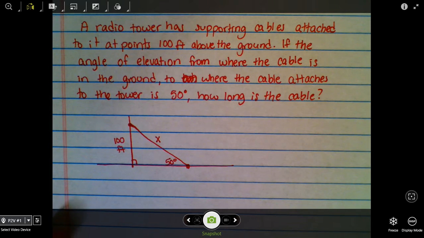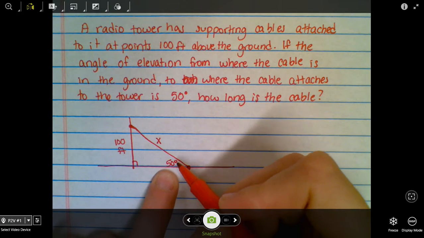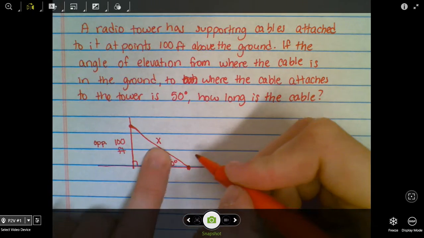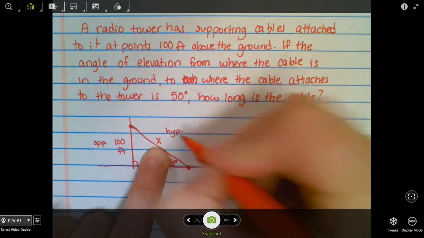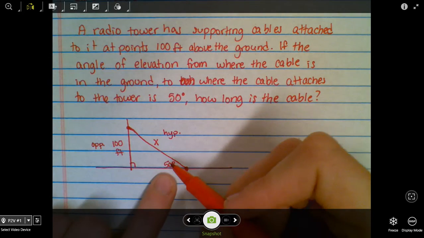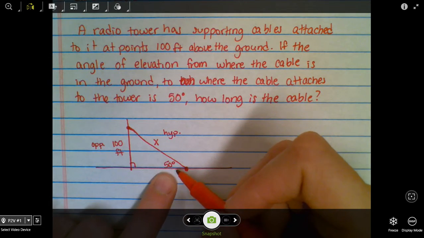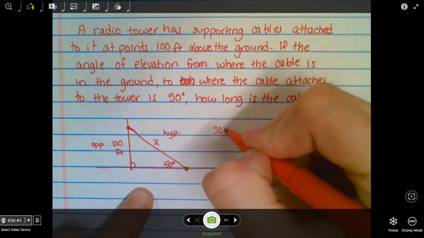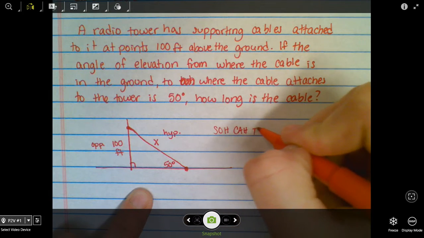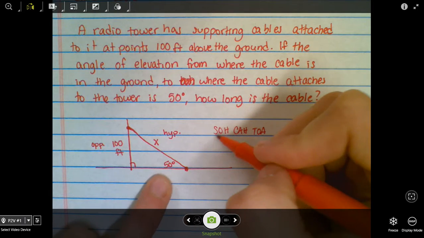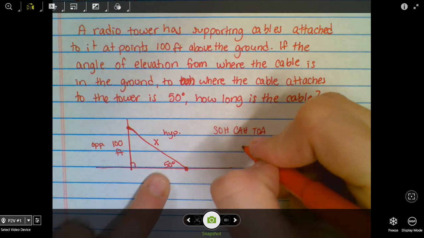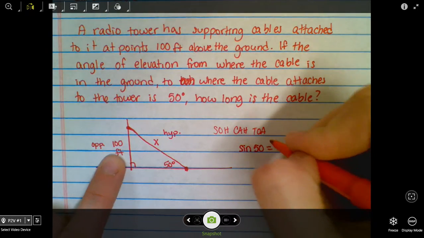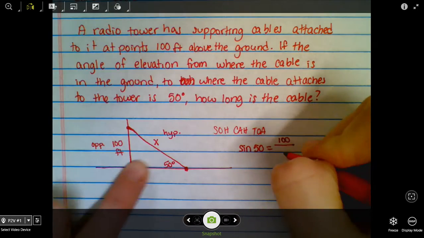Well, looking at our diagram, from my angle here, this is the opposite side, and this is the hypotenuse. So which trig ratio tells us opposite over hypotenuse? Remember SOHCAHTOA. Opposite and hypotenuse uses sine. So we want to set this up. The sine of 50 degrees equals opposite over hypotenuse.